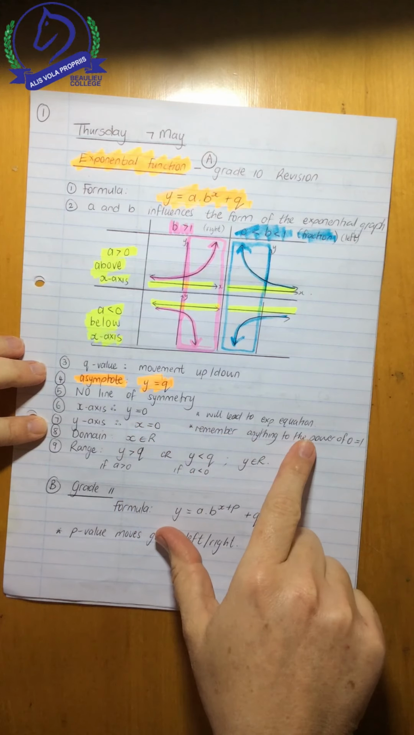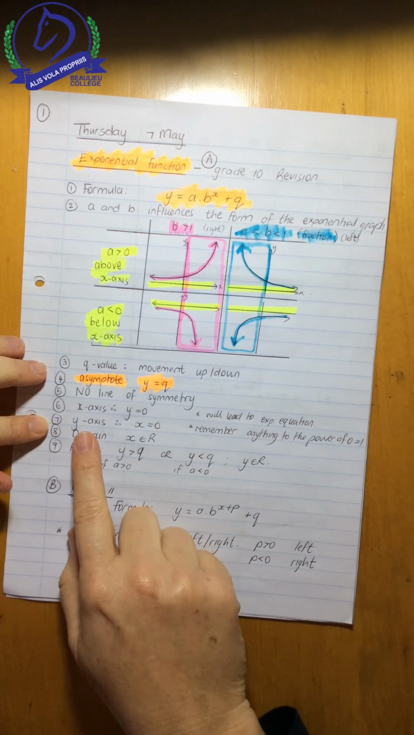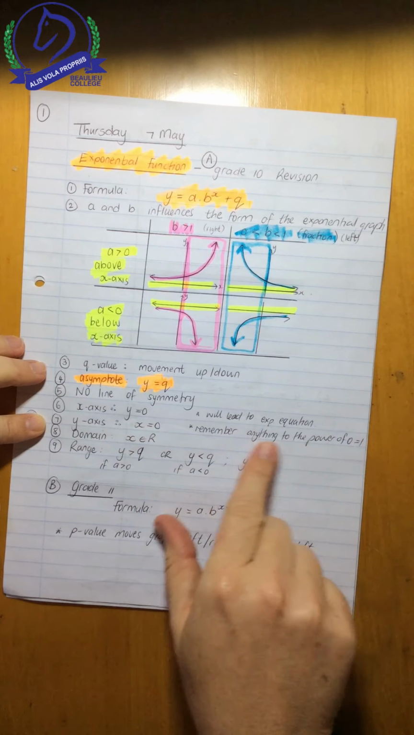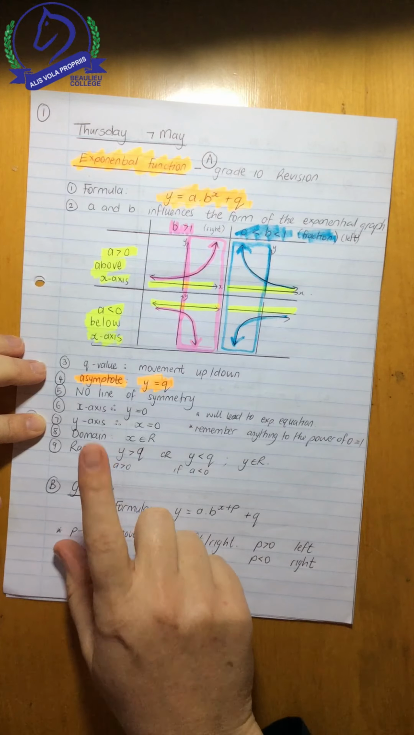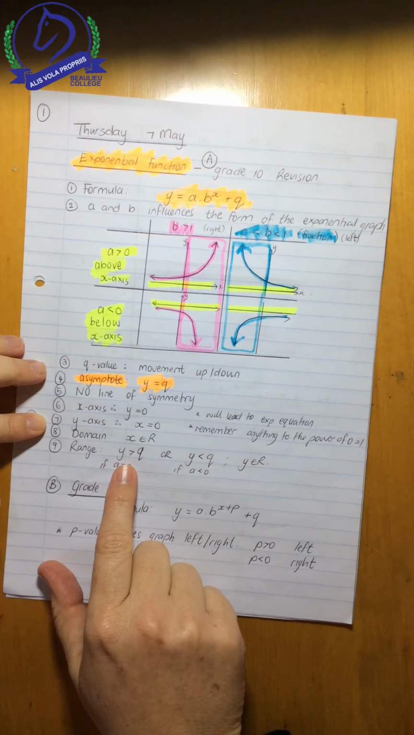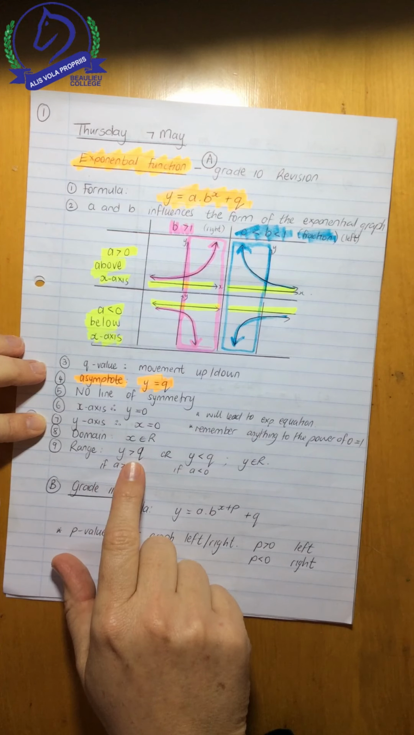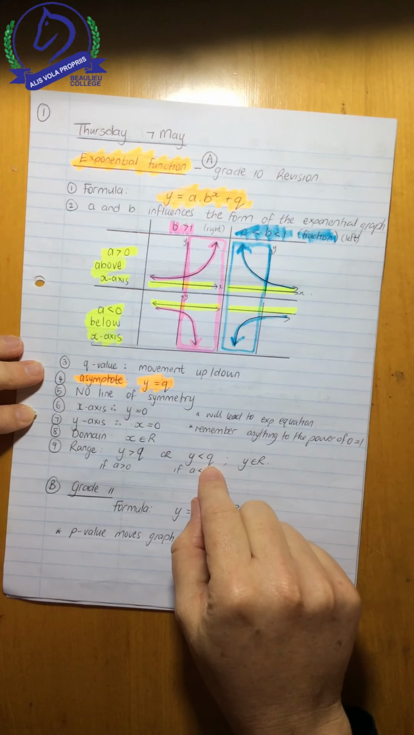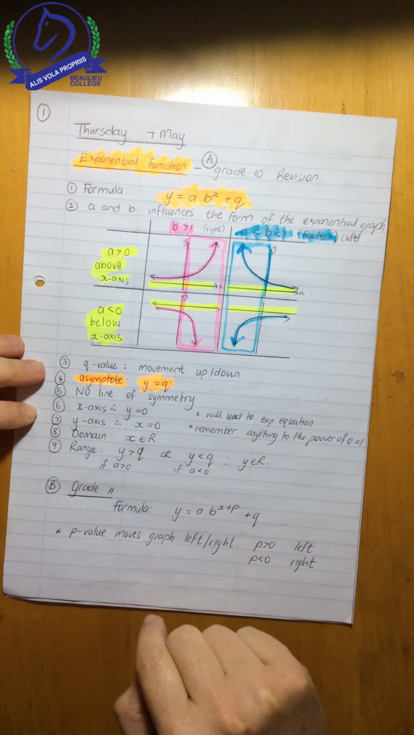This will lead to an exponential equation. To get the y-intercept, you make x equal to 0. Remember, anything to the power of 0 is 1. The domain is always x is an element of the real numbers, and the range is either greater than q if it's positive and going up, or less than q if it's negative and going down.